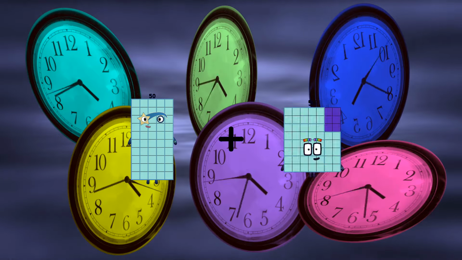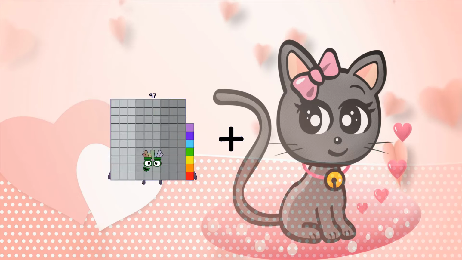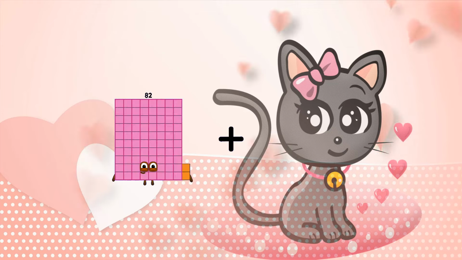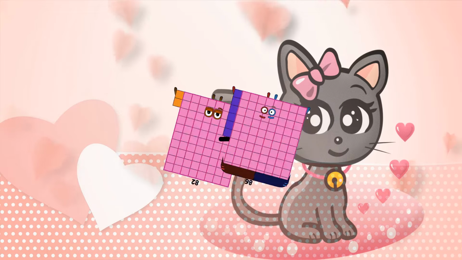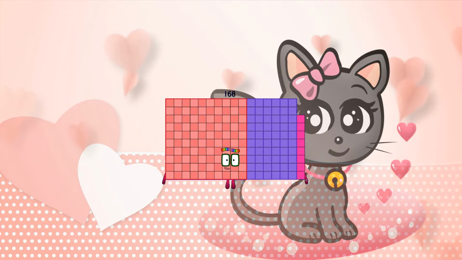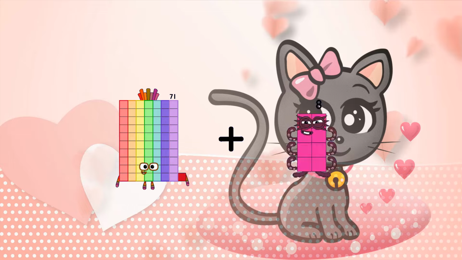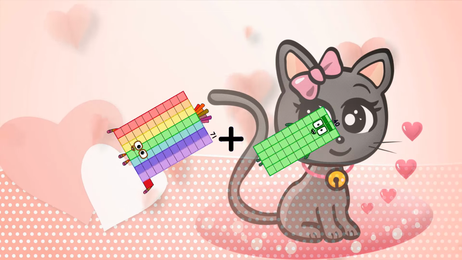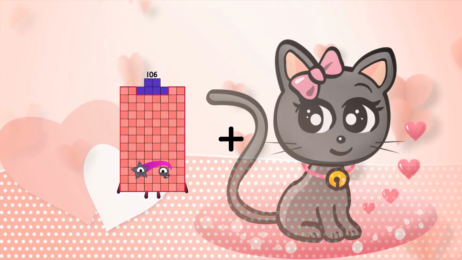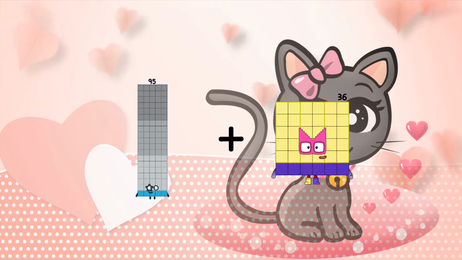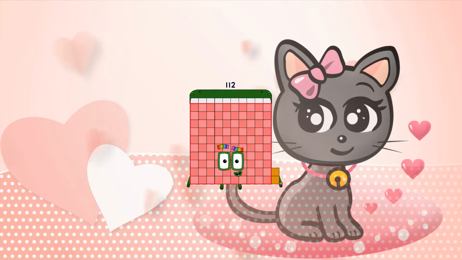50 plus 50 equals 100. 82 plus 86 equals 168. 71 plus 40 equals 111. 95 plus 17 equals 112.